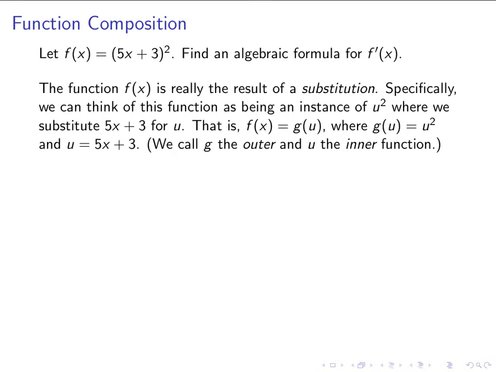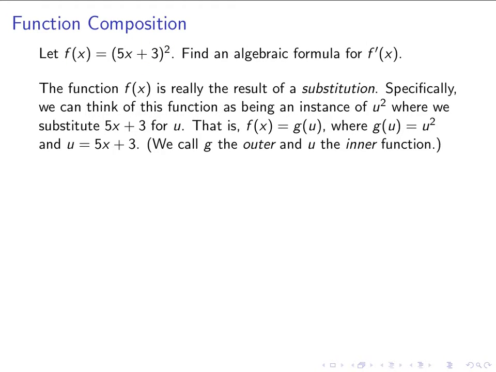On the other hand, we can think about this function, (5x+3) squared, as being the result of a substitution. Specifically, we could think about the formula g of u equals u squared, where someone just then replaces the u with 5x plus 3. So if you think about this as your function, g of u is u squared, and then you replace the u with something more complicated, 5x plus 3, then that's how you would end up with this kind of f of x formula.